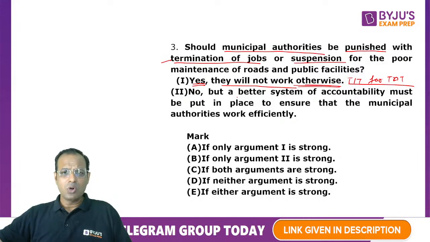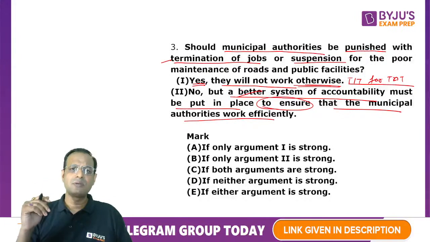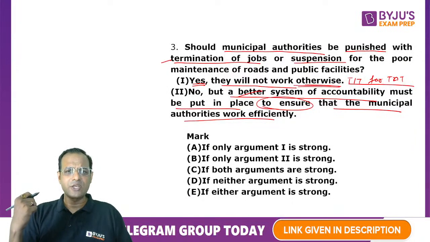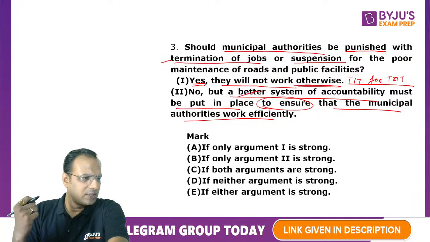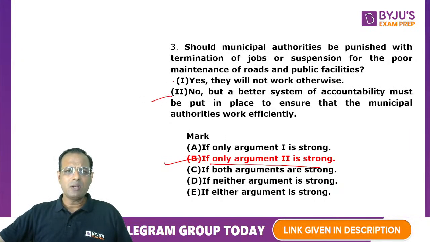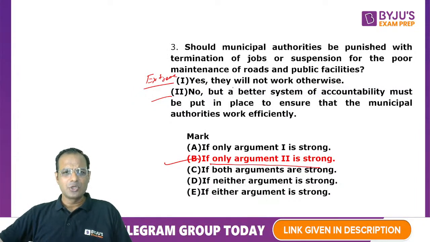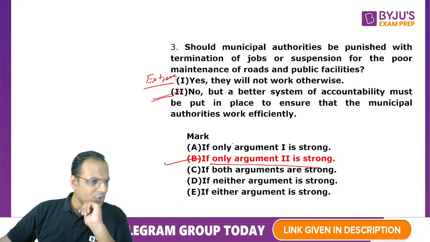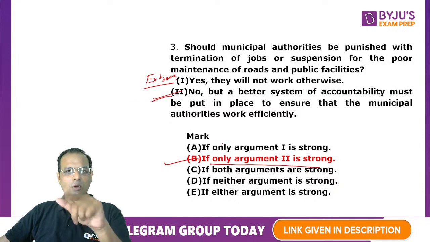Two says no, a better system of accountability must be put in place to ensure that the municipal authorities work efficiently. It is always better to have a system in place and ensure the smooth running of the organization, right? So that is why for this particular question, B is a strong argument, but one is not strong, it is extreme, and that is why it is slightly away from making good sense. So we will go without one and we will go with two. B should be the right answer. So most of you have answered it fine. Thank you, Roseanne. Okay, so I'll call you Roseanne now.